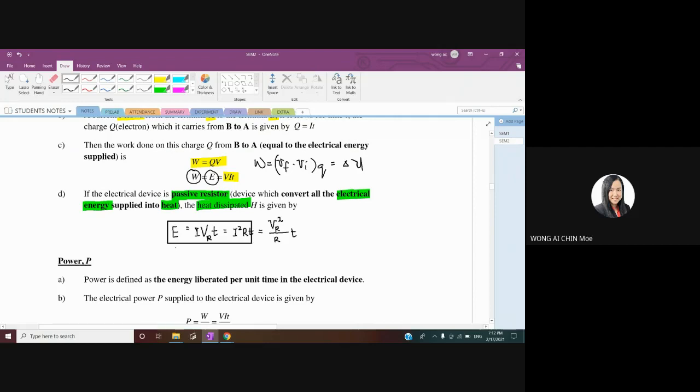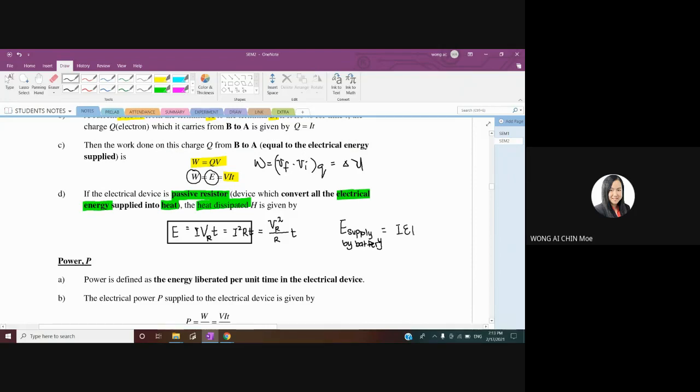Okay, of course, let's say our E supply, meaning that the supply here we are referring to is the supply by the battery, yang dibekalkan oleh battery. If the question says supply by the battery or the source, we can use I, V becomes EMF because it's a battery, T.